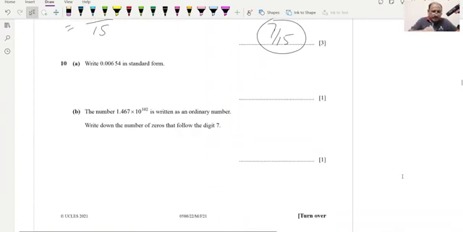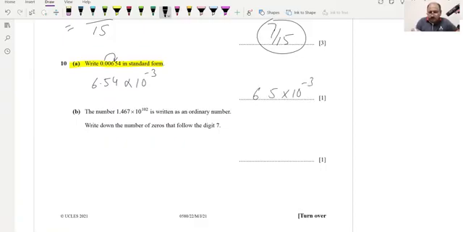Now question number 10, write this in standard form. So for standard form, we have to move the decimal after the first non-zero digit, so in between 6 and 5. So we will be taking 1 2 3 jumps, so 6.5 into 10 raised to minus 3, because we are taking jumps to the right. If we are taking jumps to the left, it will be a positive power of 10.